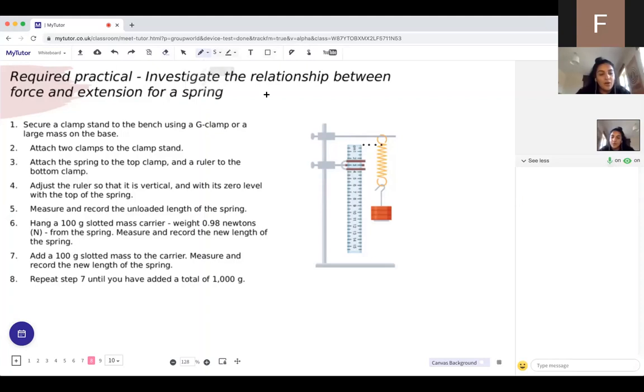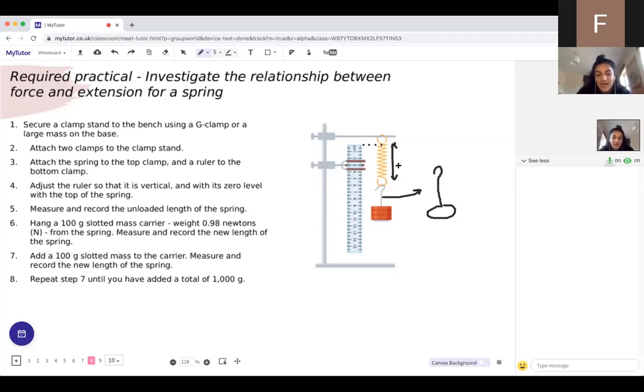Now, for the measuring, well, first of all, we're going to start off with our slotted mass carrier. Okay, so a slotted mass carrier is this silver thing here. It kind of looks like a hook with a little plate on the bottom where you can put your masses on top. So first of all, we're going to measure the unstretched distance of the spring. So what is the original length of the spring? Okay, so it looks like it's roughly 5 here. So 5 centimetres for the original length of the spring.